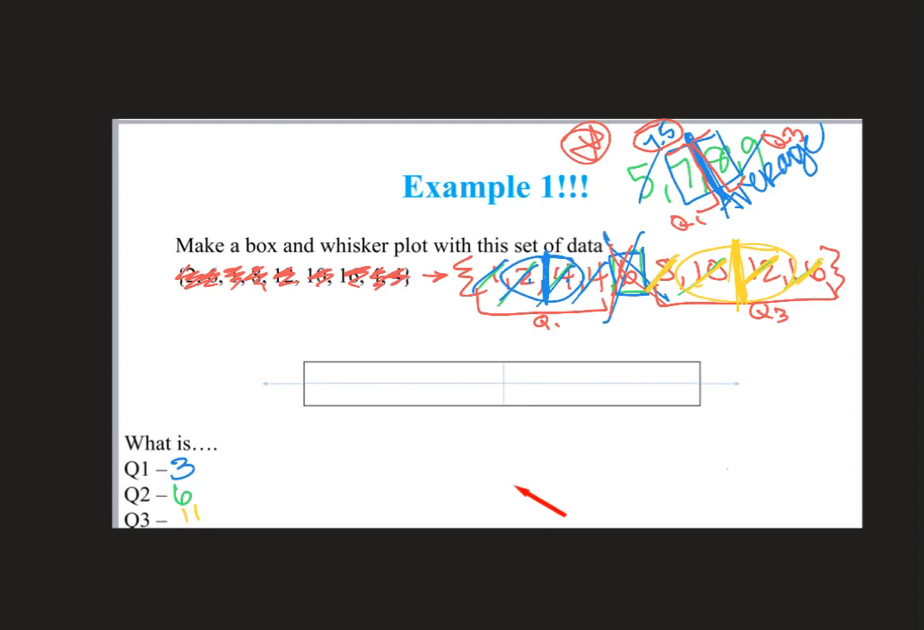Okay? Now, I also need my max and my min. My min number is 1, my max number is 16. Okay, now if you had a number line, it'd be easier. You can put your box and whisker on a number line. Since I don't have a number line, I drew it for you. Just label what each one is. So my minimum here is 1, my Q1 is 3, my Q2 is 6, my Q3 is 11, and my max is 16.